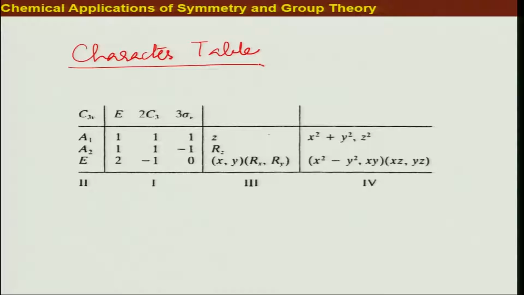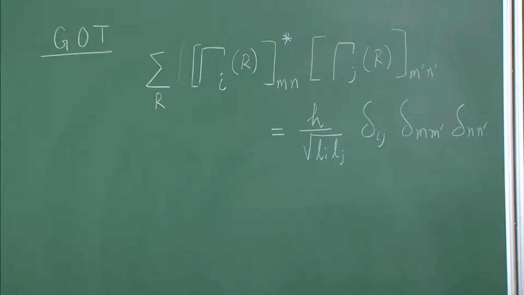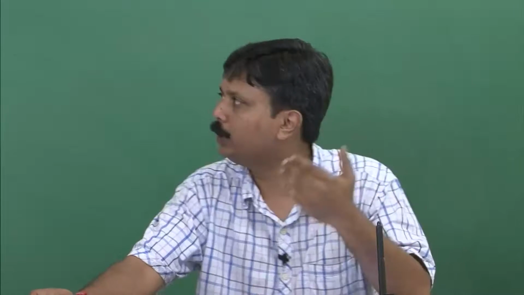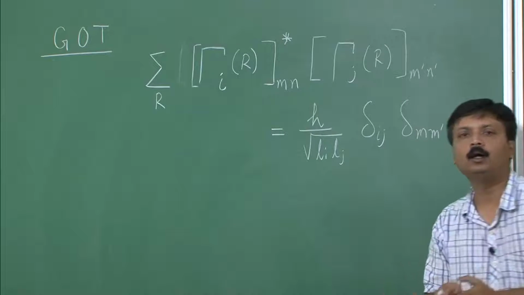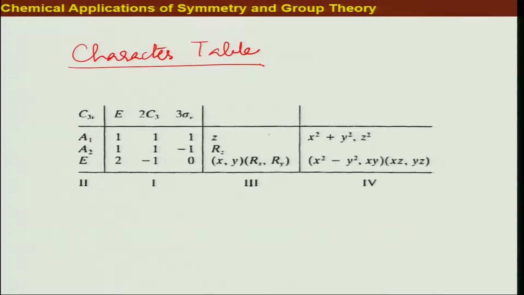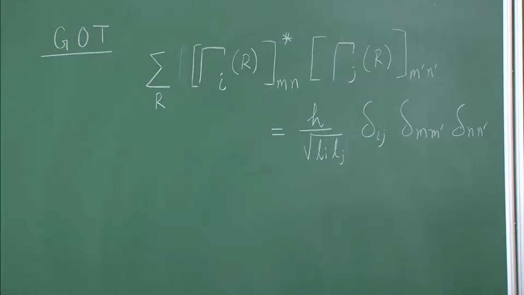Also, it says that all these vectors are mutually orthogonal, that is given by my delta functions. And moreover, such vectors are normalized in length. I mean, rather their squares are normalized to h by li. So this is the interpretation of this theorem in a nutshell.